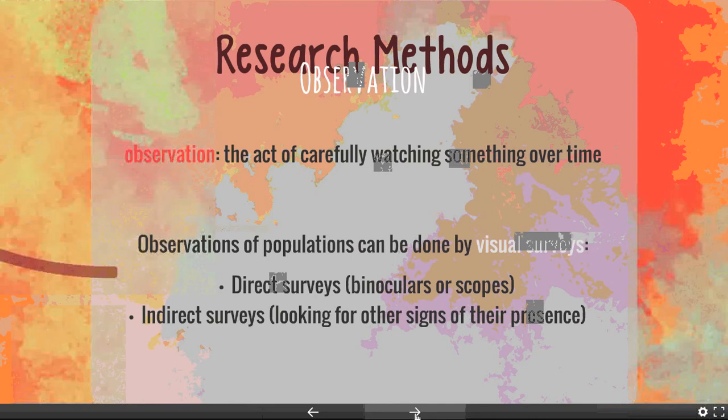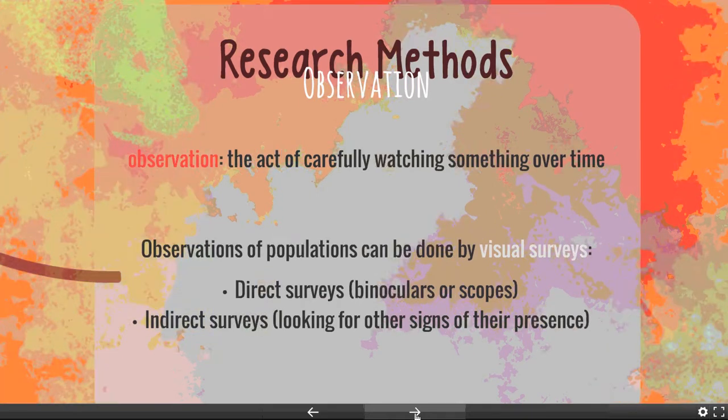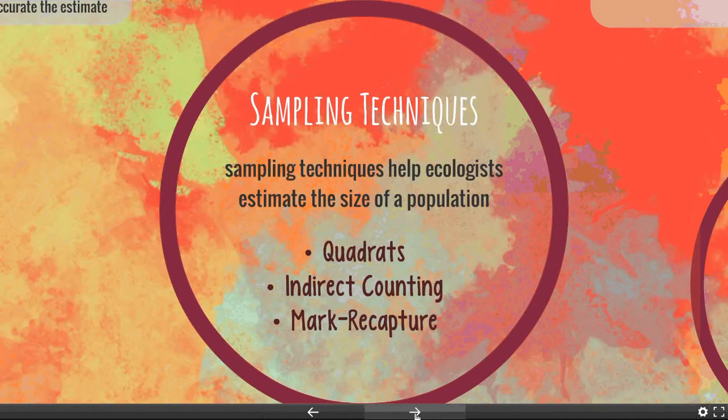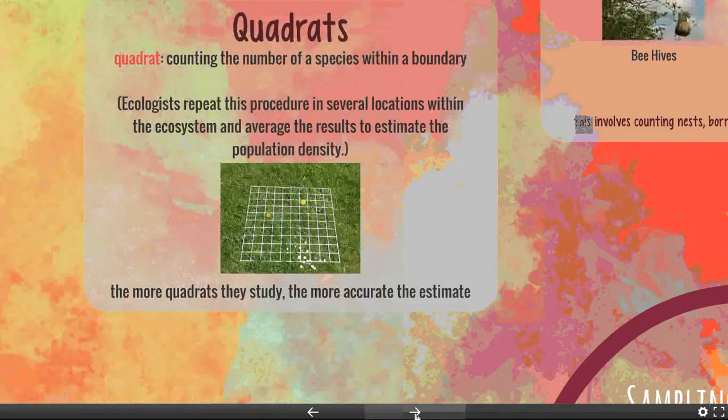Okay, so there's different research methods that we talked about in class. We talked about observations, which is carefully watching something over a period of time. Remember, there are direct and indirect surveys. So here's some different sampling techniques. These are what ecologists will use to help estimate the size of a population. So there's quadrats, indirect counting, and mark recapture.